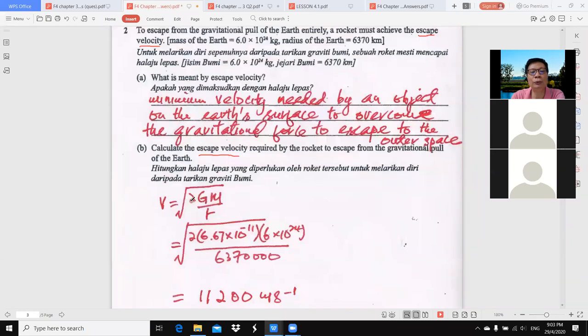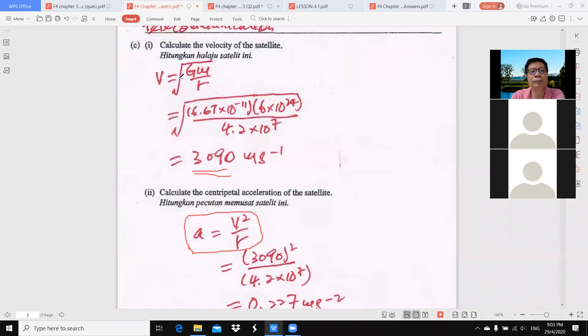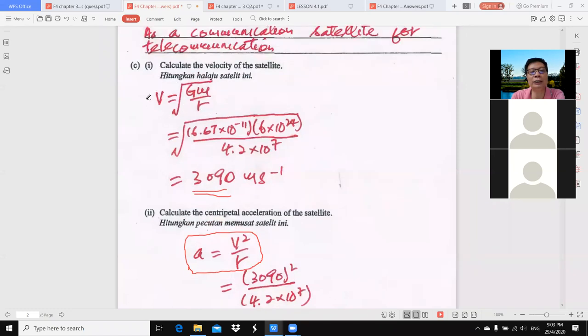The one is orbital velocity. This one is escape velocity, which is different. You see here, no? This one is the velocity of the satellite, not escape velocity, just a normal velocity. Okay, orbital velocity means the velocity of the satellite to orbit the Earth. Orbital velocity, right? This formula.